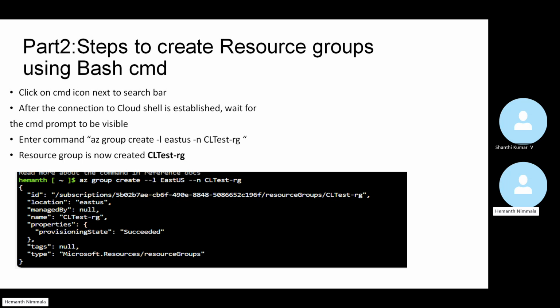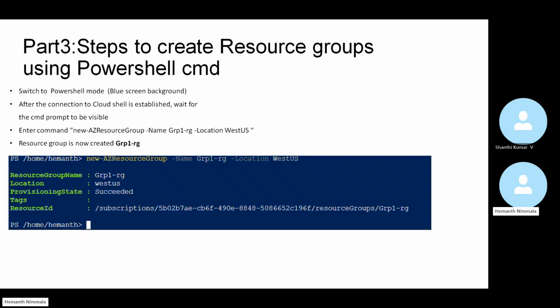The same you can verify by going back to the portal and searching for this resource group, which is cl-test-rg. And as I mentioned, even through command prompt, when you try to create a resource group, you will still have some lag when you are searching for the resource group. So you can give half a minute to see those changes being reflected. So this is through bash command, and now we look at PowerShell.